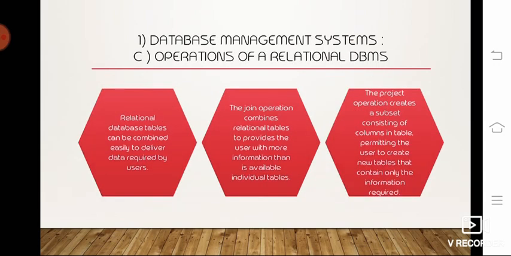Next, point C: operations of a relational DBMS. Relational database tables can be combined easily to deliver data required by users. The join operation combines relational tables to provide the user with more information than is available in individual tables. The project operation creates a subset consisting of columns in a table, permitting the user to create a new table that contains only the information required.